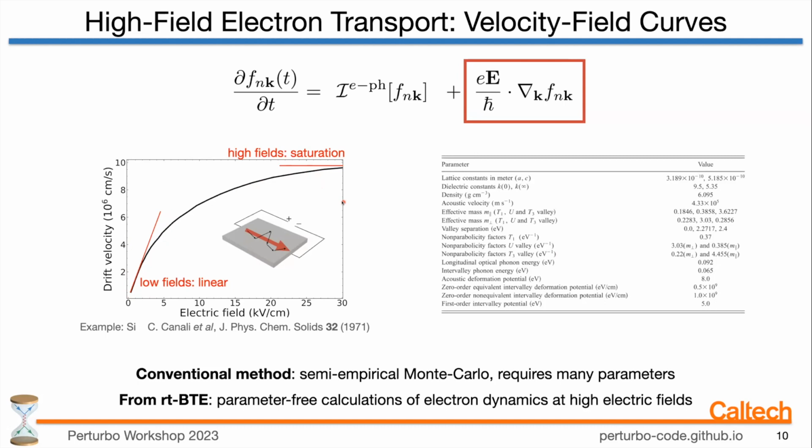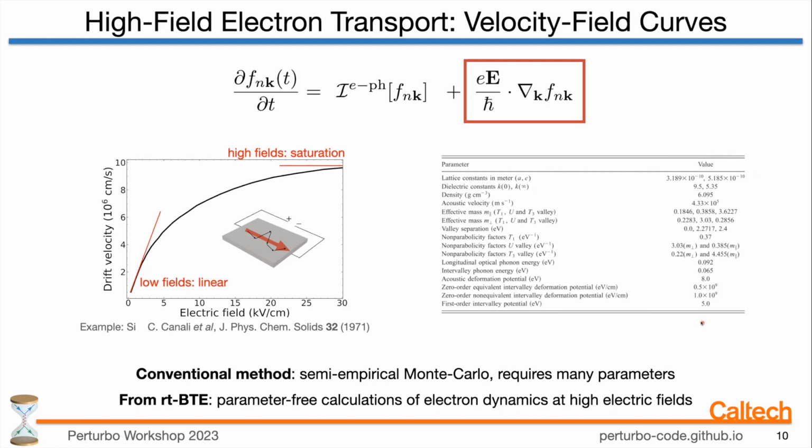A conventional method to treat this system would be the semi-empirical Monte Carlo approach that requires many semi-empirical parameters. Just as an example, here I show you a table of parameters that you need to enter into your calculation to perform this simulation using Monte Carlo. Where would you take these parameters from, you can ask? You can take them from experiment, or from DFT, from somewhere. And you have to have all of them in order to be able to perform this kind of simulation.